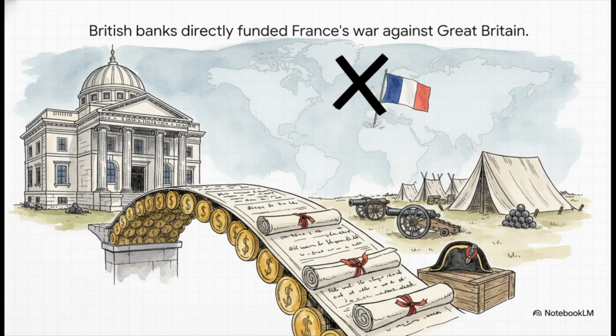You had Baring Brothers, a premier British bank, spending the next 2 years sending millions of francs directly to the French treasury. They were literally funding Napoleon's war against Great Britain itself. Why? Because the British government tacitly approved it to permanently remove the French military threat from North America. It was the ultimate global arbitrage.